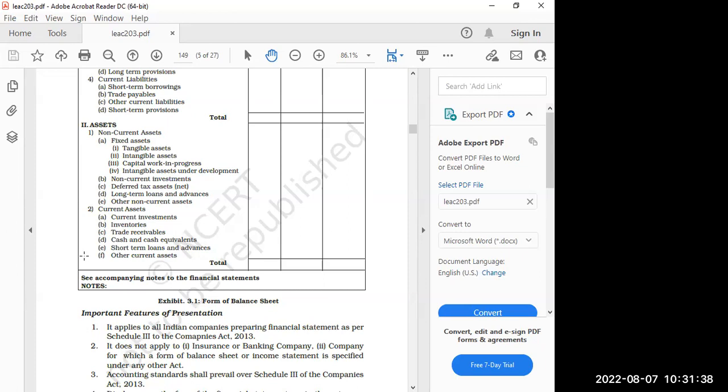Fixed asset, tangible, intangible. Next, third one is capital work in progress. You are doing some construction. You bought a land and you are doing some construction on that land for office or any factory. It is not completed. It's still going on. Value that. How much is the total value now? That will be written in the work in progress. Capital work in progress.